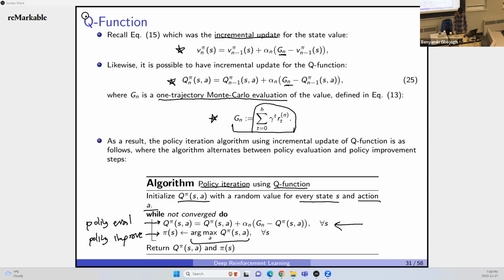And by the way, for policy evaluation, I'm using the incremental update of the Q function, right? And for policy improvement, I say argmax of Q with respect to A. So it's in the essence of action. So it gives me the policy, right? And it converges, right? After a while, the Q doesn't change much. The policy doesn't change much.